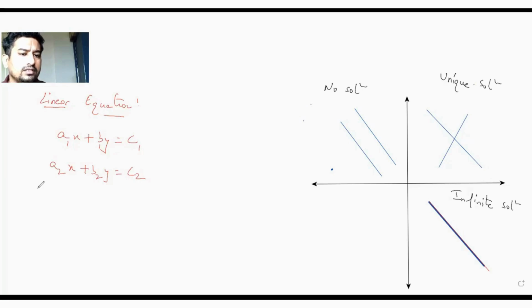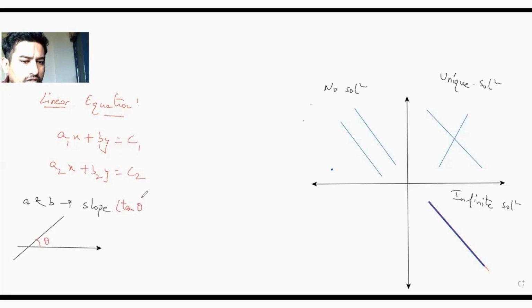Now understand this: the coefficients of x and y, which are a and b, represent the slope of the equation. What is the slope of a line? That is the angle that the line makes with the positive x-axis. Let's say this is my x-axis, this is my positive x-axis, and there's this line. Slope is basically the angle theta that the line makes with the x-axis. Slope is nothing but tan of theta.